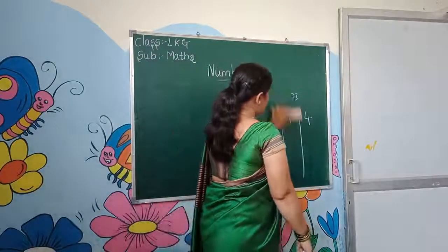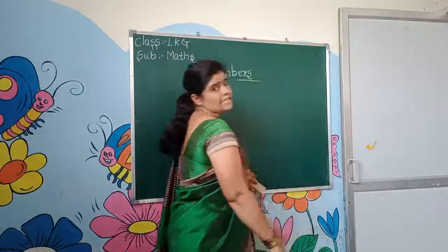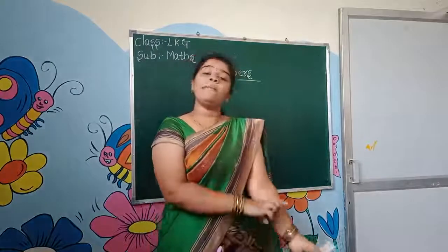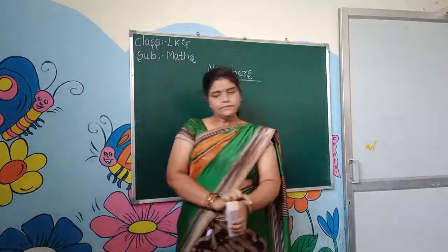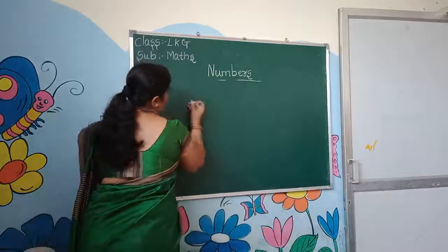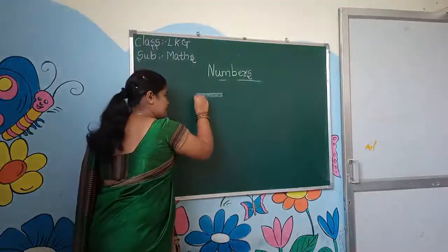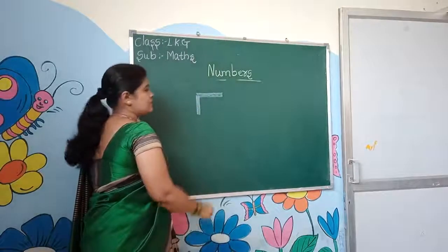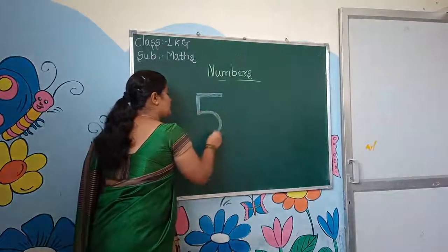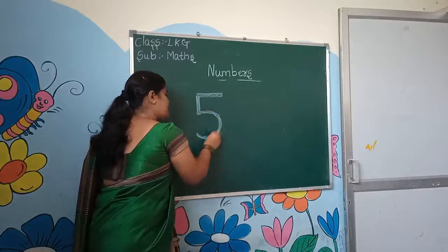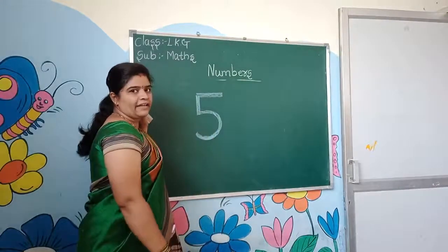Shall we start the number 5, children? Yes. Then, how we have to write the number 5? Yes, children. I am showing you here. Sleeping line. Standing line. And just one curve. This is our number 5.